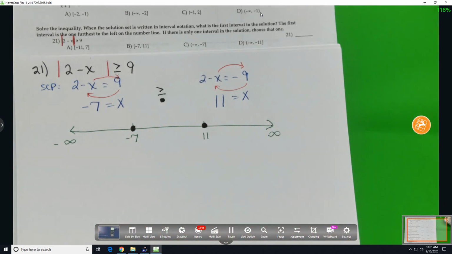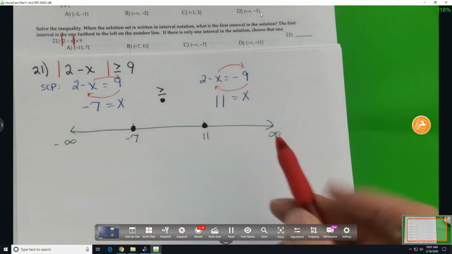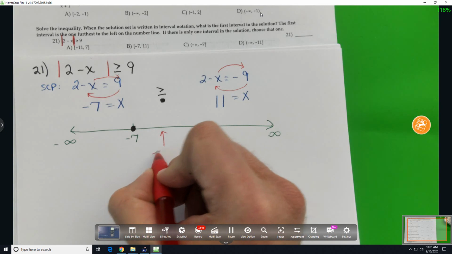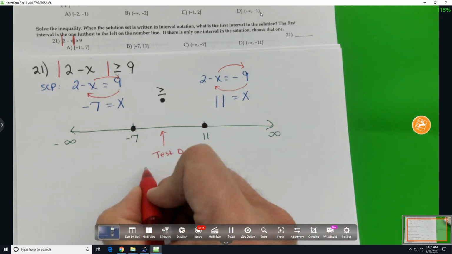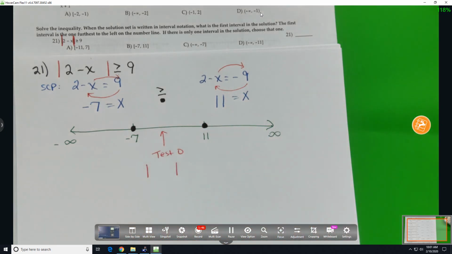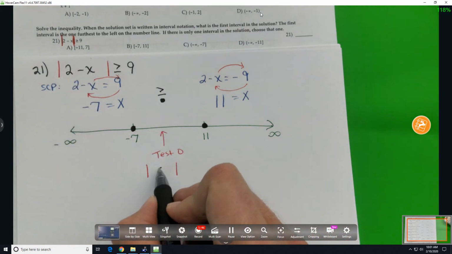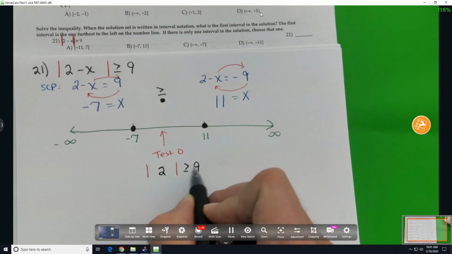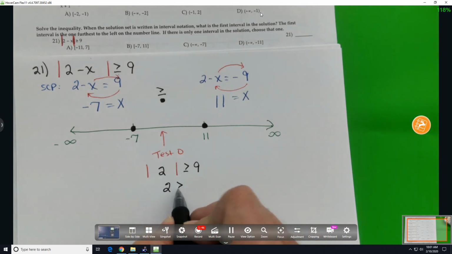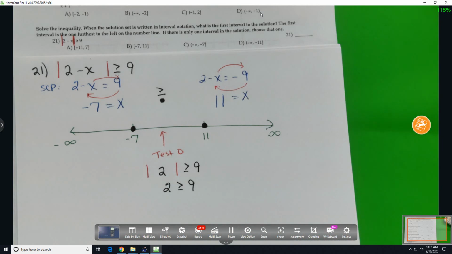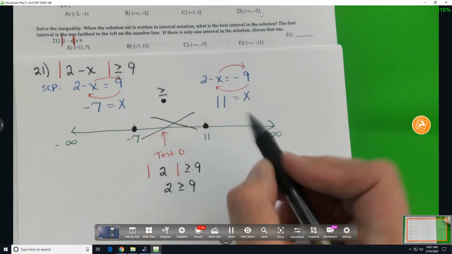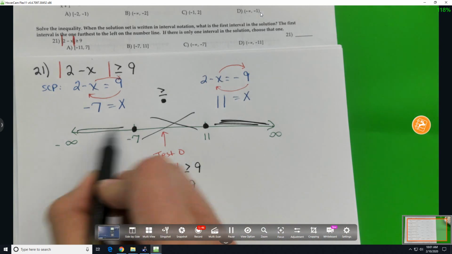Those are the two, -7 and +11, the two numbers I can't test. What number am I going to test? Well, a 0. Where would 0 lie? Yeah, in between a negative and a positive. So testing 0: 2 minus 0 would just give a 2. So the absolute value of 2 is 2. Is this another false one? Yeah. False. True. True.